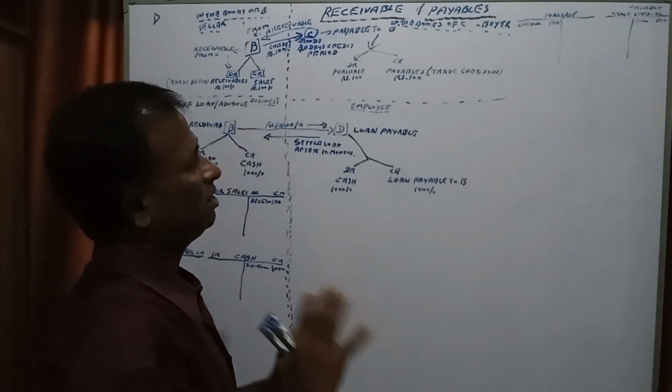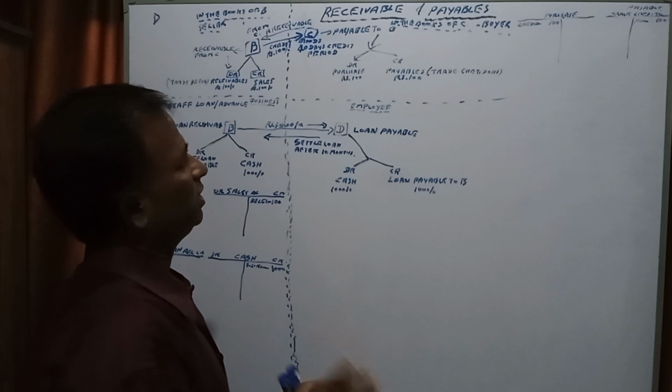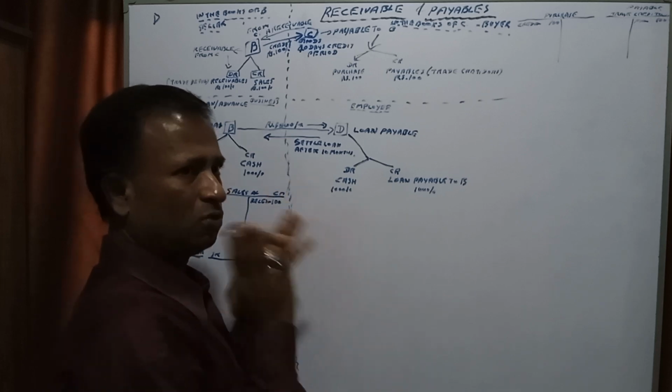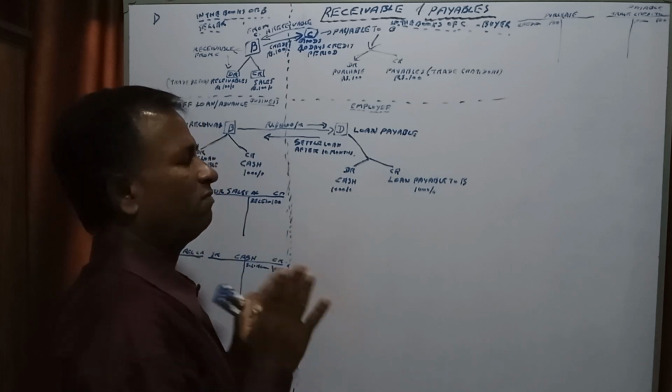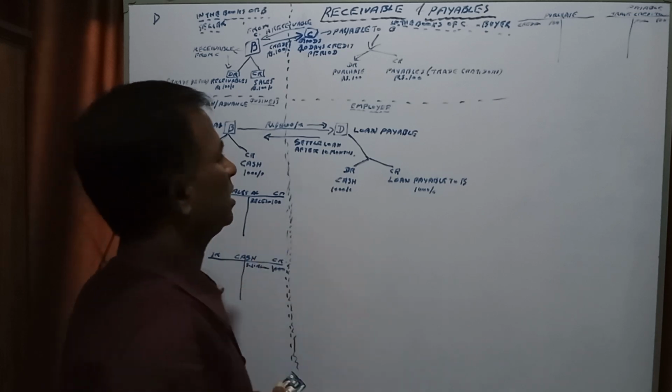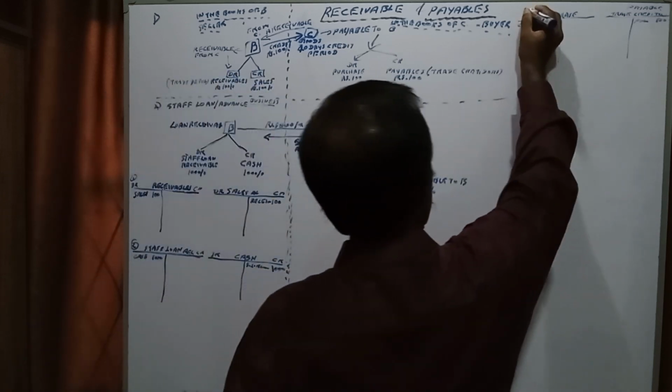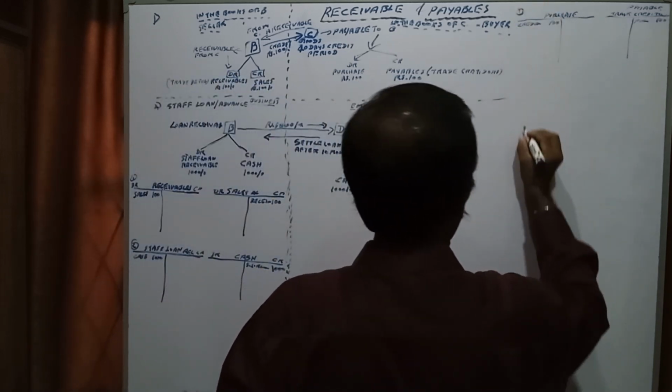Payables always will have a credit balance. Receivables always have a debit balance. Keep it in your mind. Okay. And number two, this is the number one.